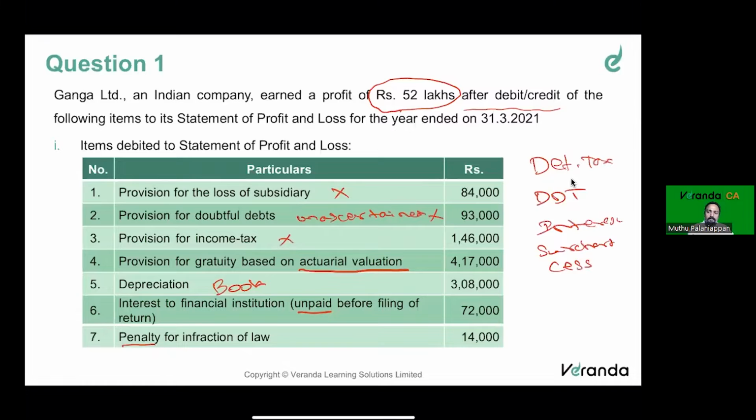It is not allowed under the concept of 115JB. So the provision for income tax also should be disallowed. Next, you have provision for gratuity based on actual valuation. We said the key word here is actual valuation.